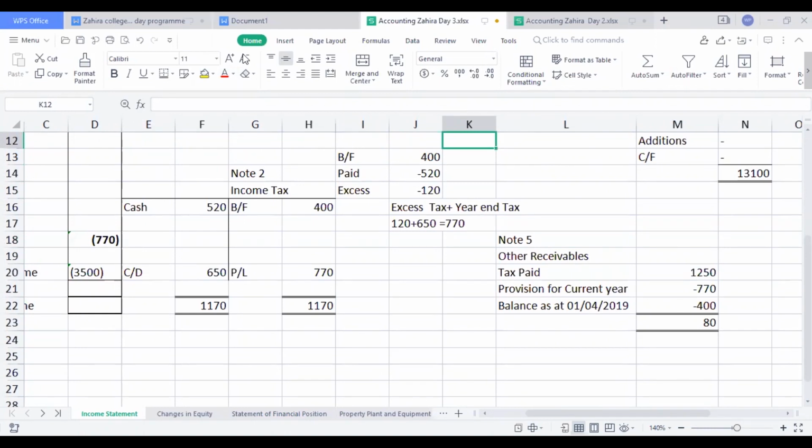Actually, guys, I calculated the 770. You guys already know how I got the 770. After getting that, I understood that the amount they have taken for the particular year is less than the amount they have paid. That's the reason that when we calculated this, we got 80, which is a prepayment. The prepayment should be transferred into the statement of financial position under current assets.